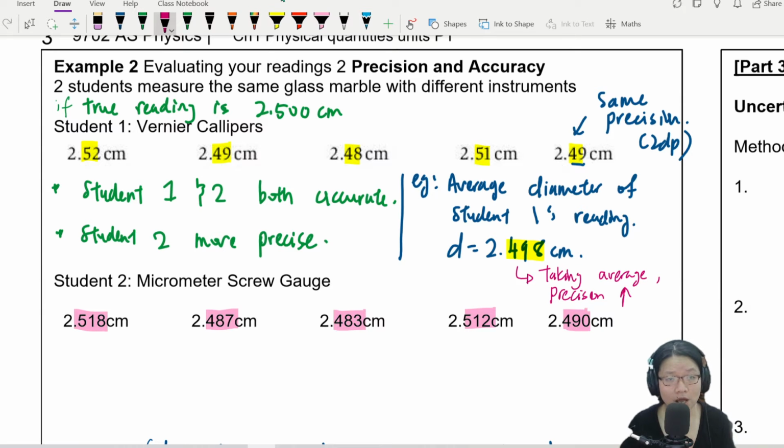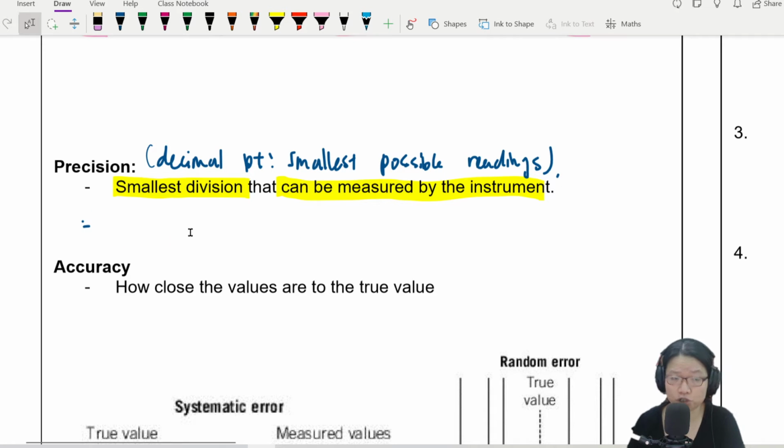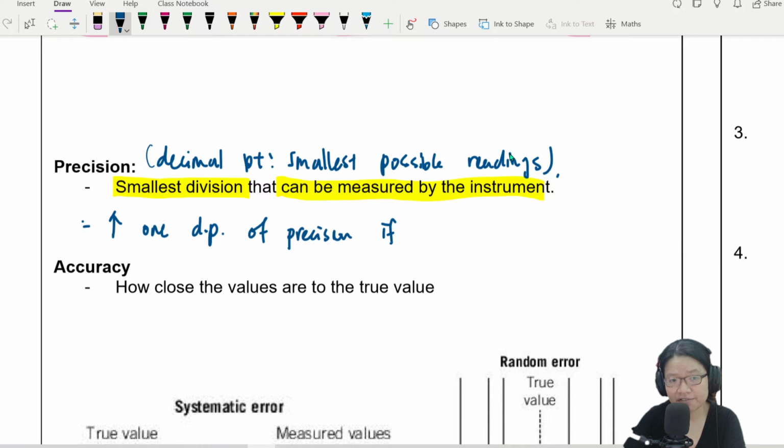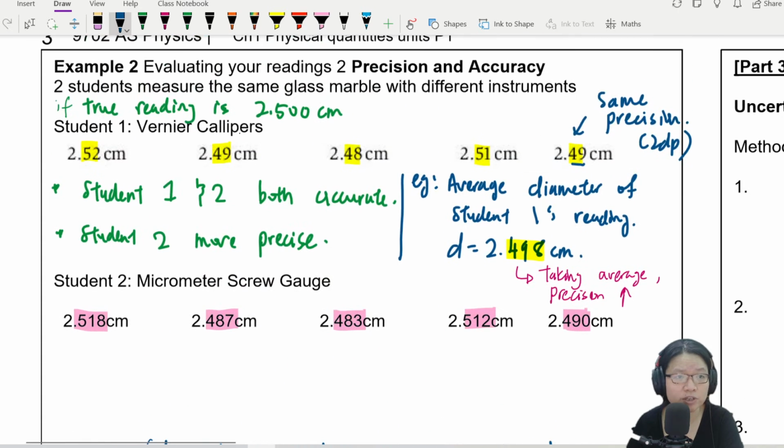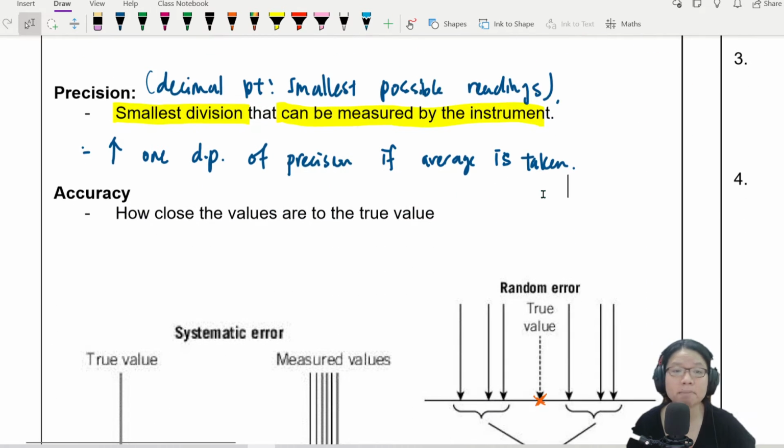Okay? So in short, precision is about the smallest possible reading. Of course, it is limited by your instrument. Different types of instrument can have different precision. But you can do a little bit of statistical manipulation and say that we can increase 1 decimal point of the precision if the average is taken. Only 1. So for example, if I took the average of this vernier caliper, then I can match student 2's precision. Of course, student 2 can say, I can also average my 5 readings and get 4 decimal points. Can. So we can level up the precision if needed by taking the average. And normally that is a better experimental method.